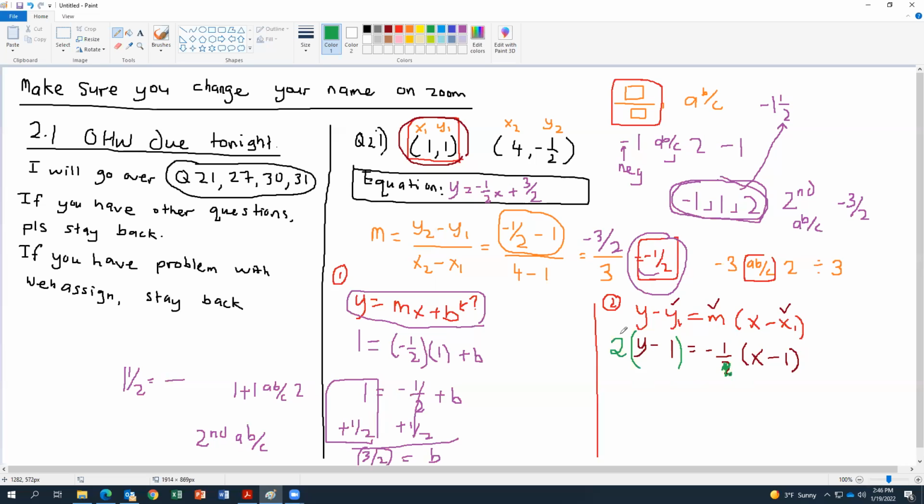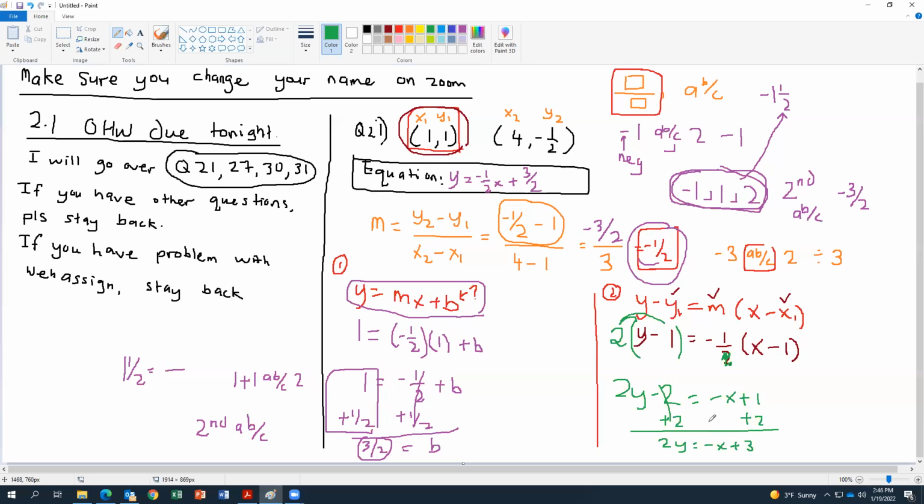And we will distribute. So when you distribute this, you will get 2y minus 2. And then when you distribute this, you will get negative x plus 1. Don't forget it's a negative 1 here. And then you will begin to solve for y. So in this case, I will have to add 2. So what I have is 2y equals negative x plus 3. And then the last thing I need to do is divide by 2.